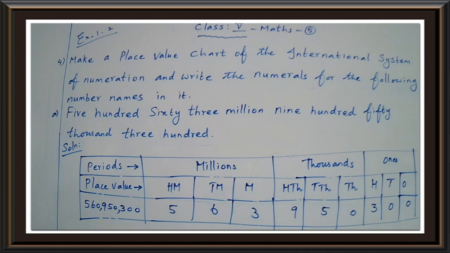Fourth question. Make a place value chart of the international system of numeration and write the numerals for the following number names in it. The first question, A part: 563 million 950,300. Now you make a place value chart. Draw a place value chart.